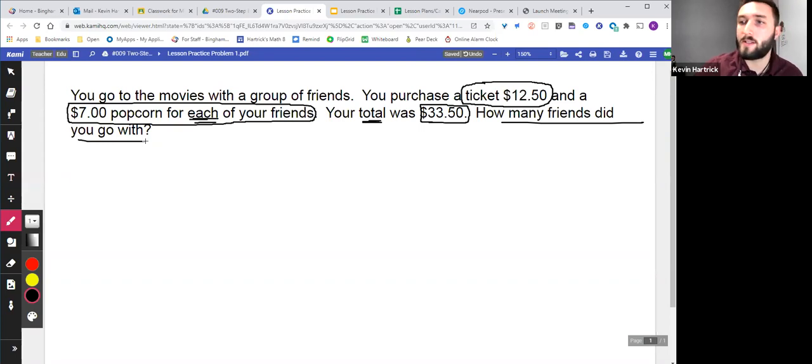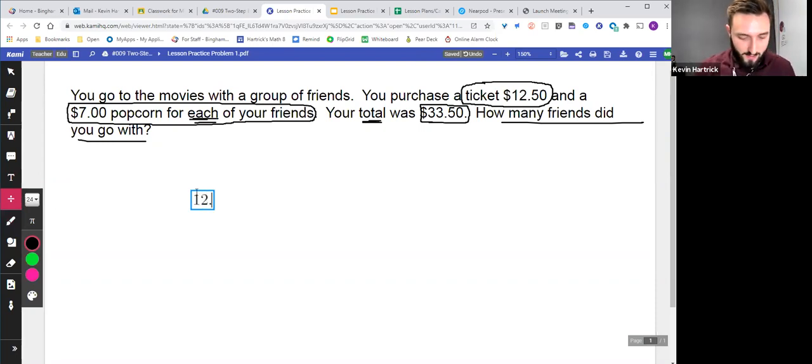The first thing I'm going to notice is that I just purchased my own ticket. I didn't purchase for anyone else, okay? So the $12.50 is part of the total, but it doesn't change. It's just $12.50. That's just a constant that I bought, okay? Now, I also bought my popcorn for my friends. I know that's also going to be part of the total, and so I'm adding that up. I'm adding up the tickets that I purchased plus all the popcorns. If I add those up, it has to equal the total, and we know the total is $33.50.